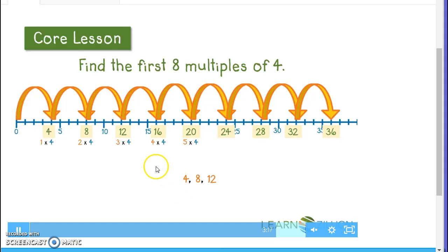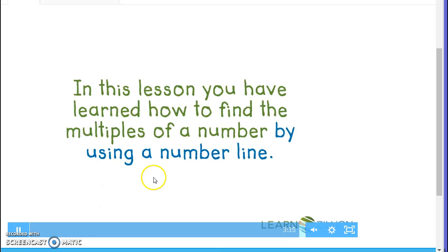So here are the first 8 multiples: 4, 8, 12, 16, 20, 24, 28. So 3, 4, 5, 6, 7, and the 8th one actually should have been 32 on here. Sorry about that. Did not put that on there. So that would be actually the first 8. So I was missing 32.